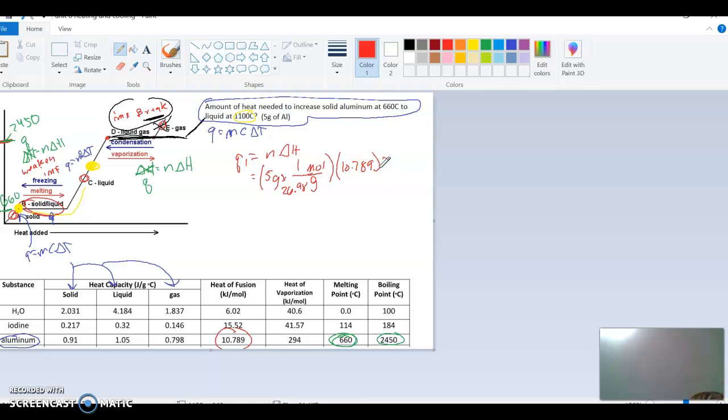I do that math, and I get 1.999, which I'm going to round to 2 kilojoules. The second step I've got here is this slanted part. A slanted part needs a C. Q equals MC delta T.